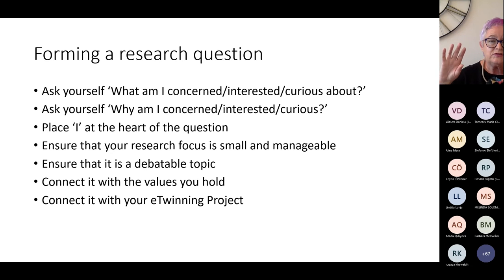I think it's important, when you're thinking about a research project and a research question, that your research focus is small and manageable and doable, that you're not trying to change the world with this project. And while your project may begin to do something to change the world, for now, it's good to have it achievable. And perhaps maybe not too time consuming, especially if you're just dipping your toes in the process for the first time. Ensure that your question is also debatable, that it doesn't have a yes or no type of answer, because then there's no fruit to be borne from doing the project. You try to tie it in with the values you hold. And obviously, it should be something to do with your eTwinning project, because that's why we're all here today.